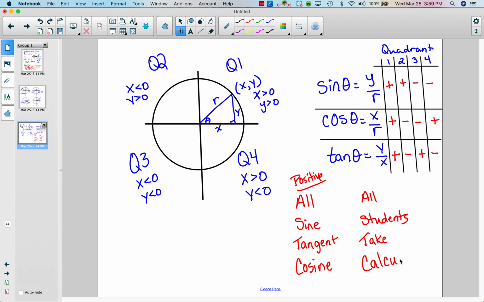calculus. Yeah, what class are you taking next year? Calculus, hopefully, maybe, or stats.